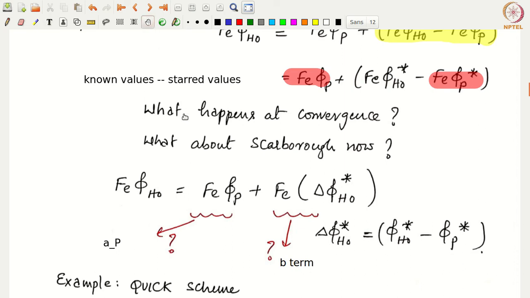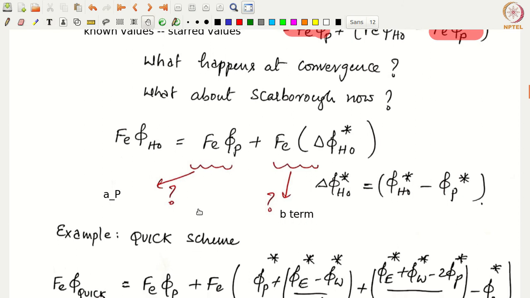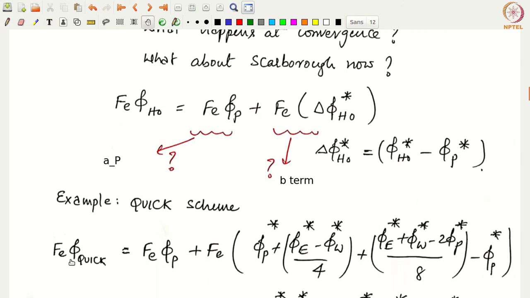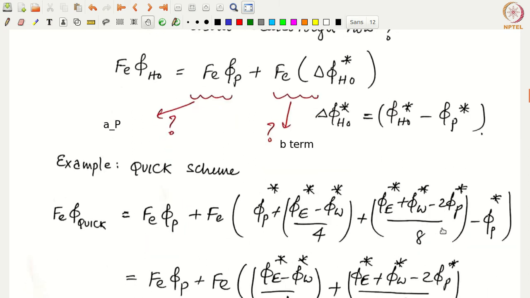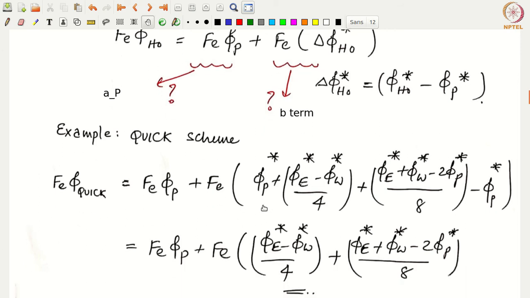All right, now let us take an example of the QUICK scheme and see how we go about implementing it. If we look at the QUICK scheme, F_e Phi_e would read as F_e Phi QUICK equals F_e times Phi_P plus, and this entire expression here is the Phi QUICK, that is what we have for Phi QUICK minus Phi P star. So essentially we have added F_e Phi_P and subtracted it here, F_e times Phi_P, and everything in the parentheses we are evaluating at star values. Of course, there could be a different way of doing this because there is already a Phi P star here, but I would like to follow what we have written up here.